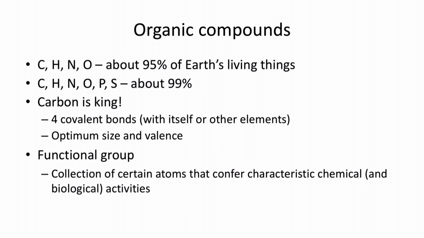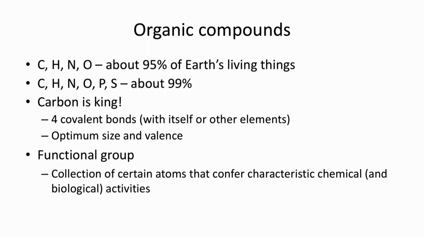Of those different elements, carbon is really the most important one, at least in a lot of people's opinions. Carbon is king. Carbon is optimized because it's so small that it can make lots of bonds to other things, and because it has 4 valence electrons, it can make up to 4 bonds with other things. And so there's a whole field of study called organic chemistry.